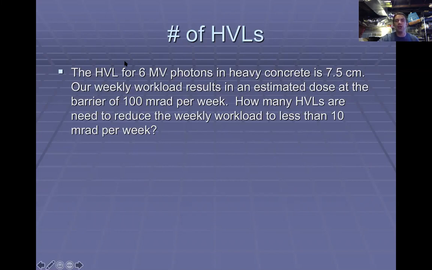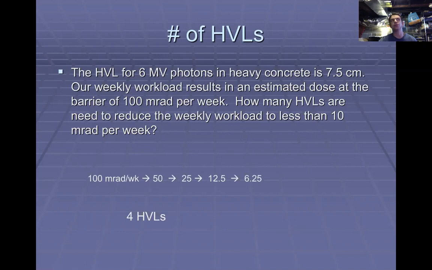Like I said, the 6 MV and the 7.5 centimeters for the half value layer are not needed, because all it's asking is how many times you need to cut 100 in half to get below 10. That's something you could do on your hand. 100 to 50 is one half value layer. 50 to 25 is two. 25 to 12.5 is three. 12.5 to 6.25 is the fourth half value layer. Now you're below 10 mrad per week. So the correct answer is 4 half value layers, and 6 MV and 7.5 are unnecessary in this situation.